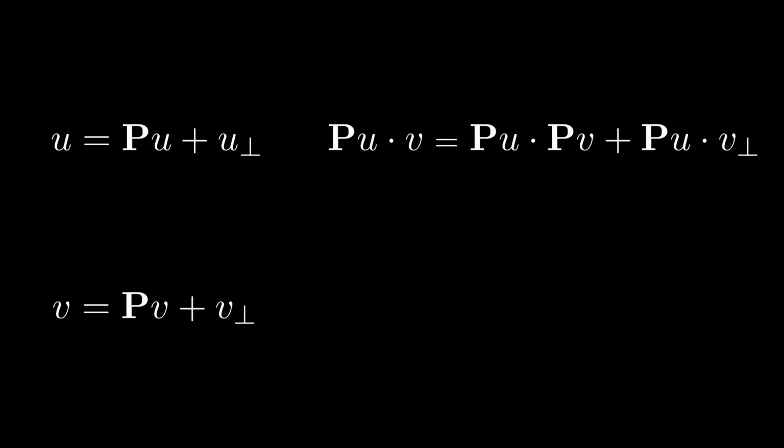The first term is just the dot product of both projected vectors, but the second term has to be 0. One of these lies on the line, and the other is perpendicular to the line, so their dot product is 0.